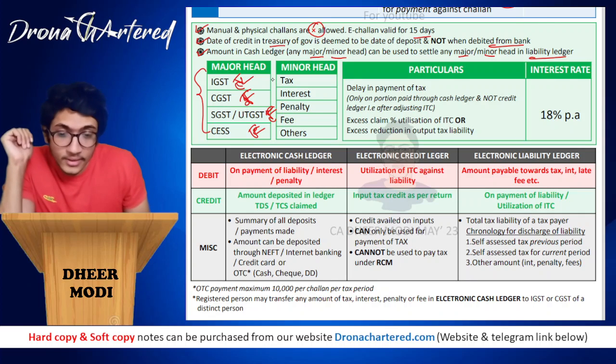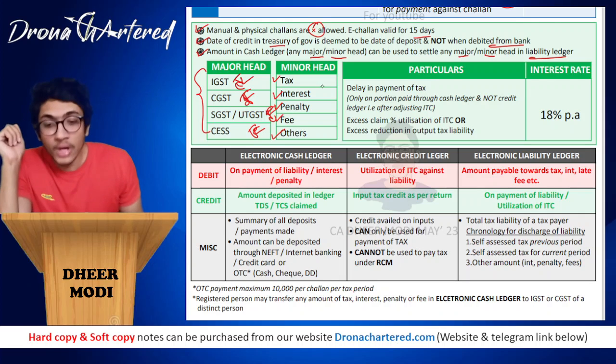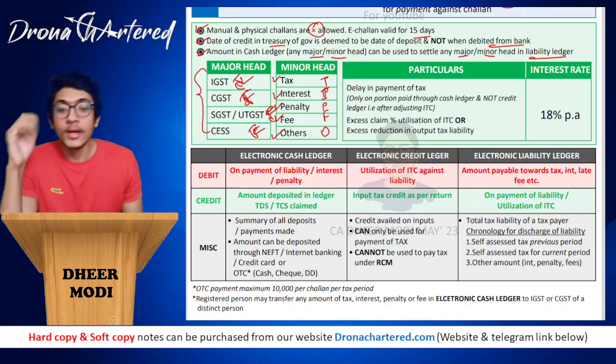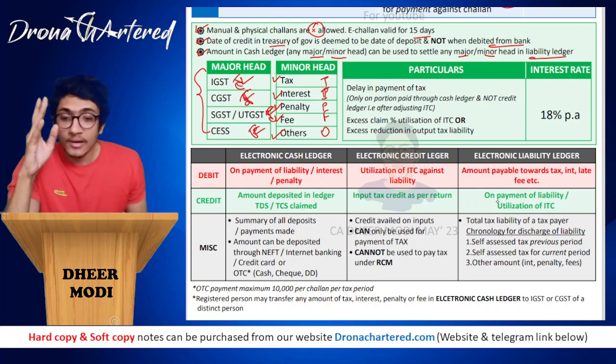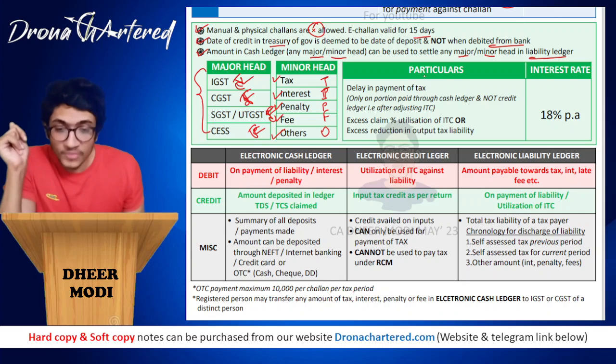So the minor heads are your tax, interest, penalty, fee and other. These are your minor heads. So how do you remember this? This is your tip. Tax, interest, penalty, fees and other. Tax, interest, penalty, fee and other. This is your tip.